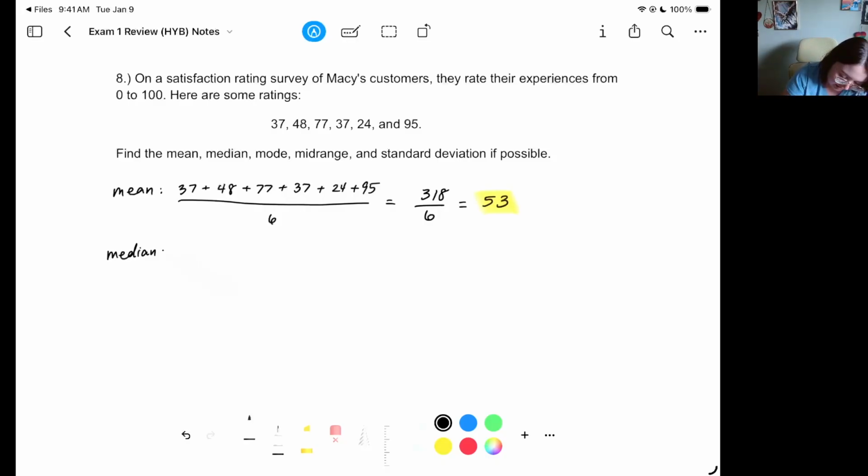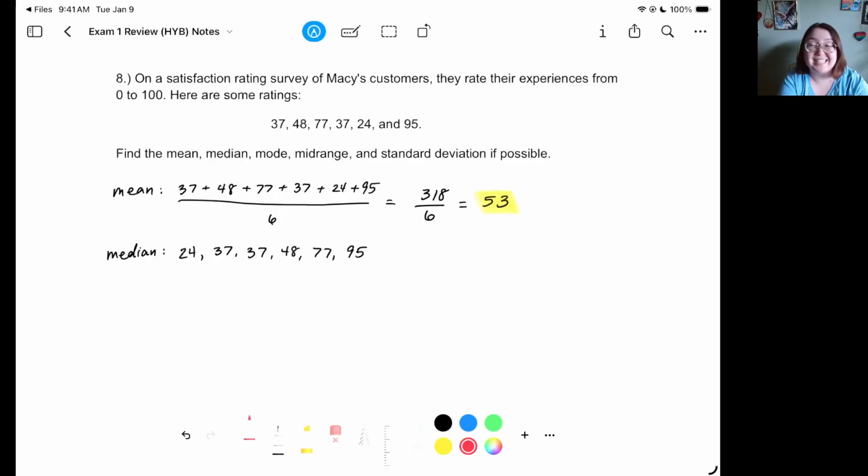All right, so now we want to find the median. The median, remember, requires us to list our values in order, either descending or ascending order, so in order from least to greatest or greatest to least. So let's go ahead and put them in order. Let's start with the least and go up, so least to greatest. Our lowest value is 24, then we have 37, 37 again, 48, 77, and then 95.